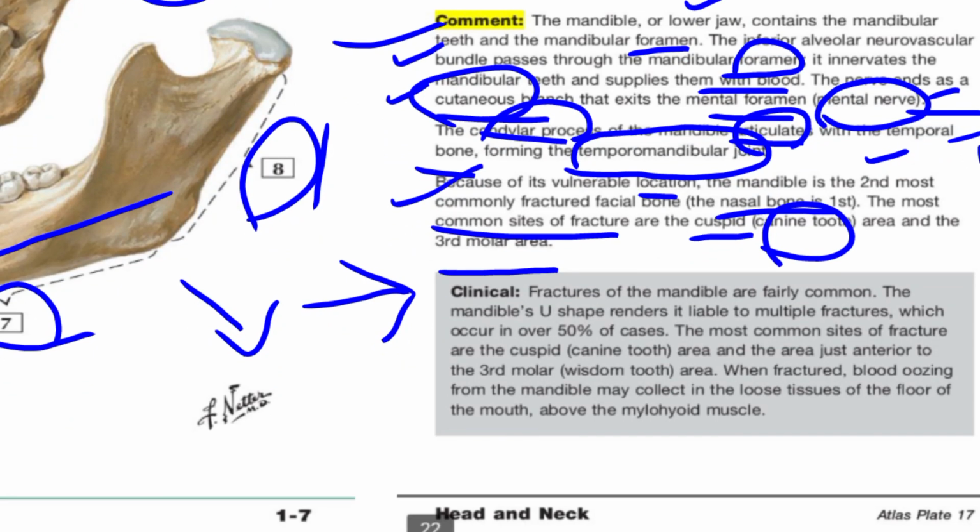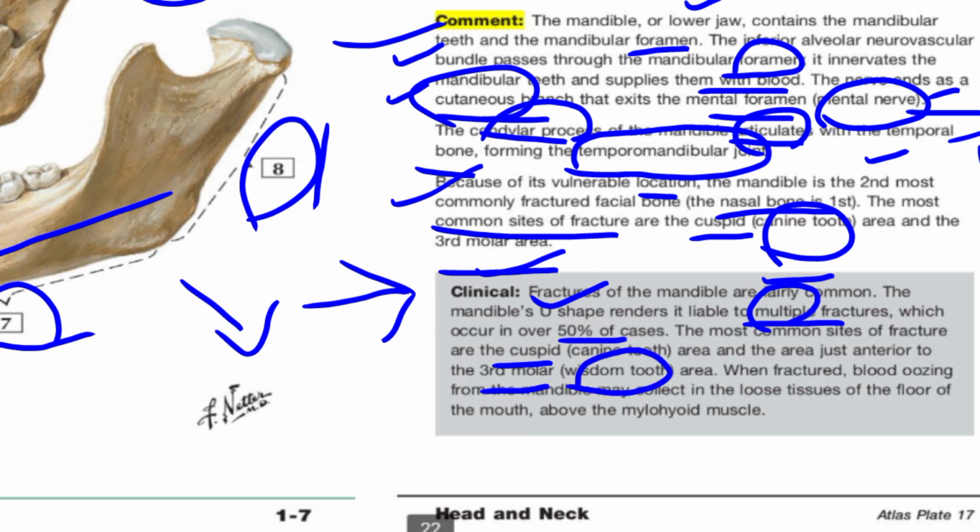Now we have the clinical point of view. You can see here fractures of the mandible are fairly common. It's second most, and first is the nasal bone. The mandible is U shaped, which renders it liable to multiple fractures, which occur in over 50% of cases. The most common sites of fracture are the cuspid, canine area, and the area just anterior to the third molar or wisdom tooth.